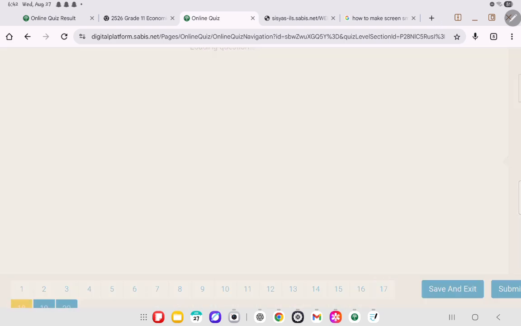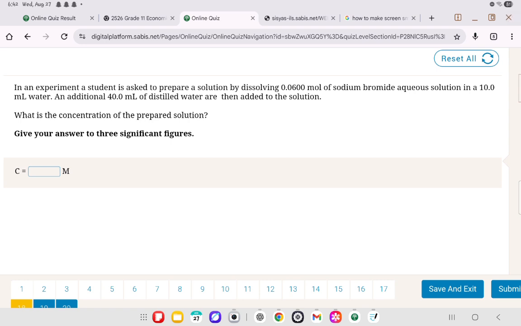We move on to question number 18. In an experiment, a student is asked to prepare a solution by dissolving 0.0600 mole of sodium bromide aqueous solution in a 10 milliliter water, right? An additional 40 milliliter of distilled water are then added to the solution. They want the concentration. Again, concentration is equal to number of moles over volume.